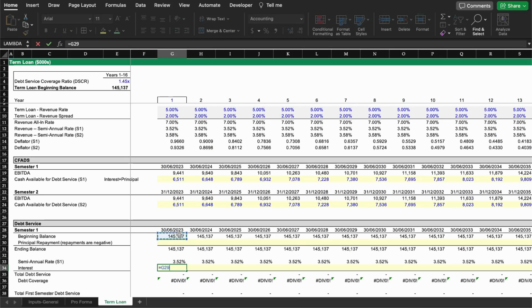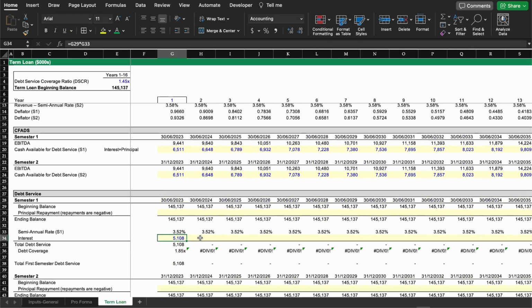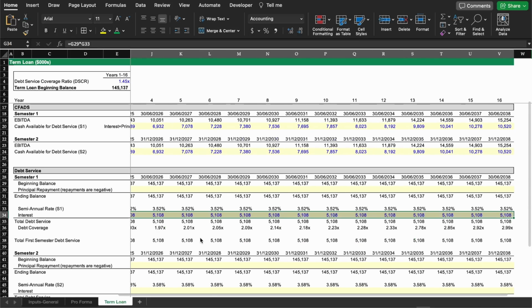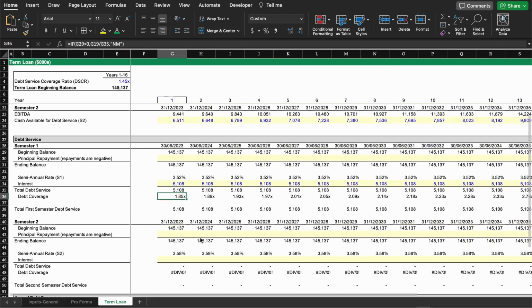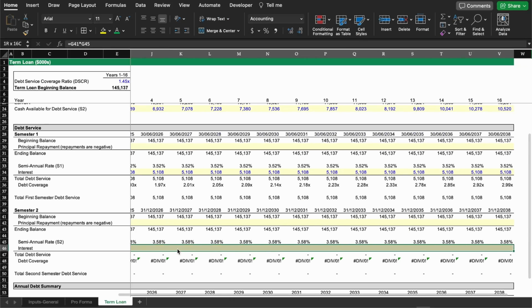It's going to be the opening balance times this semi-annual rate here. I don't know if it should be positive or negative. Let's see. Let's leave it positive for now. We might have to change the sign of this. So this is for S1. And we've got to go back here. So S1, S2. We've got to copy this number here and plug it here too, right? And then we have the opening balance here and here. So let's copy here.